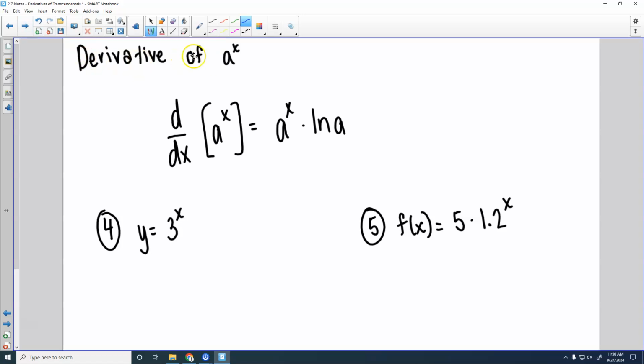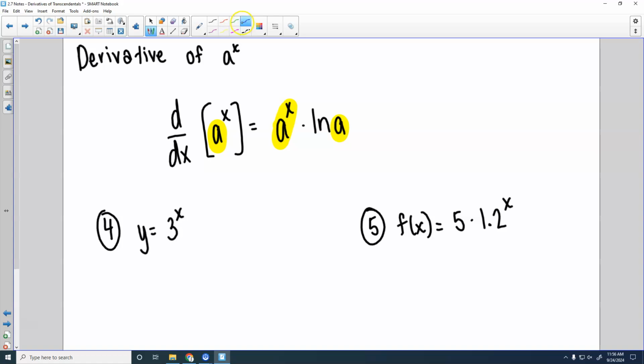The derivative of a to the x is one that we also have to have memorized. The derivative of a to the x is going to be a to the x times natural log of a. So a here is the base of your function. Whatever that base of the function is, it's just going to be the same thing again, and then you have to multiply it by the natural log of a.